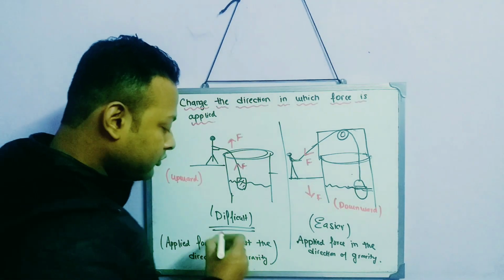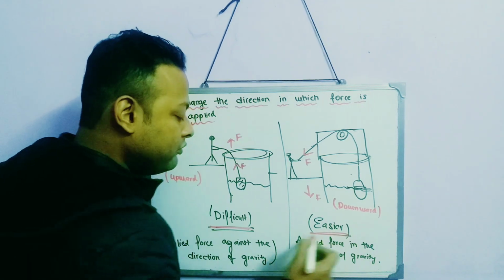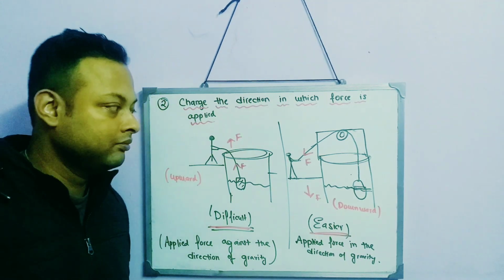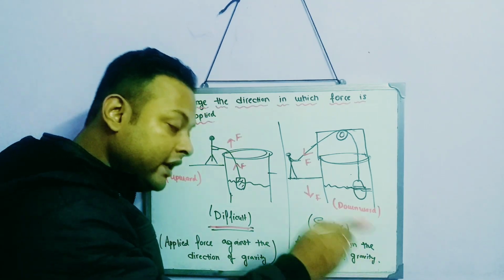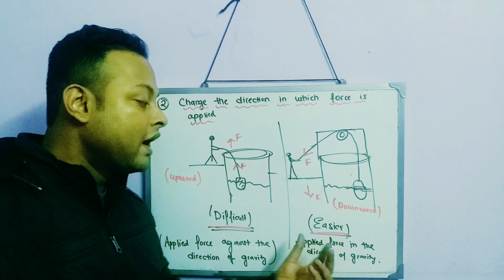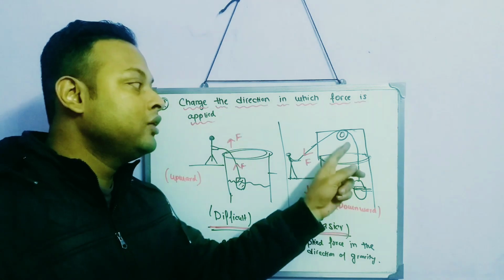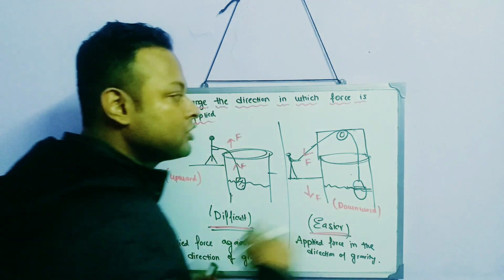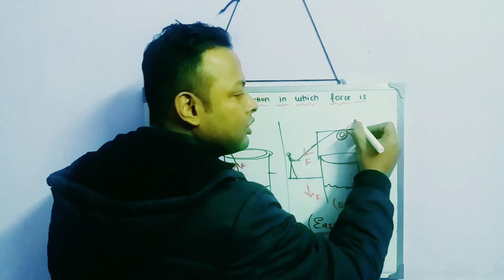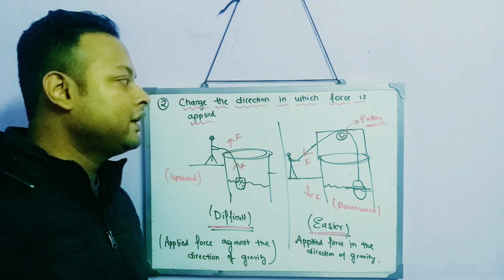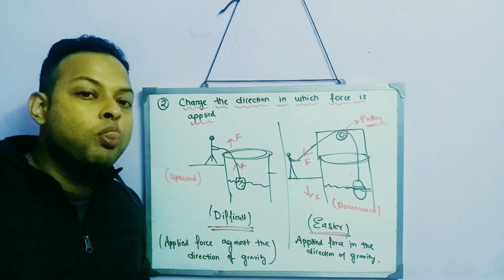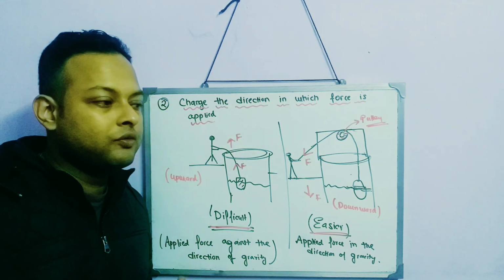Okay. So if you apply the force against the direction of gravity, it becomes difficult. If you apply the force in the direction of gravity, it becomes easier. And how are we doing it? By using a simple pulley. So this is basically a pulley. So I can say by using a pulley, we are changing the direction of force.